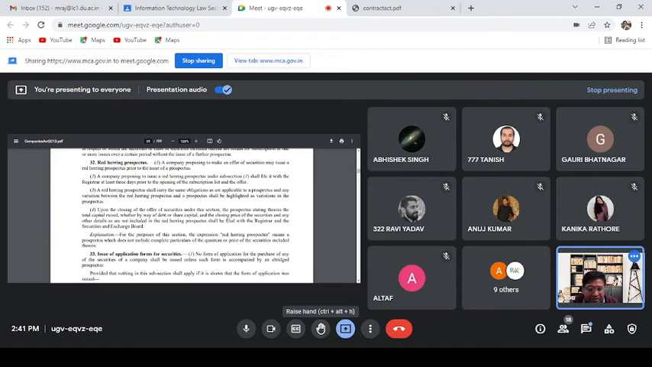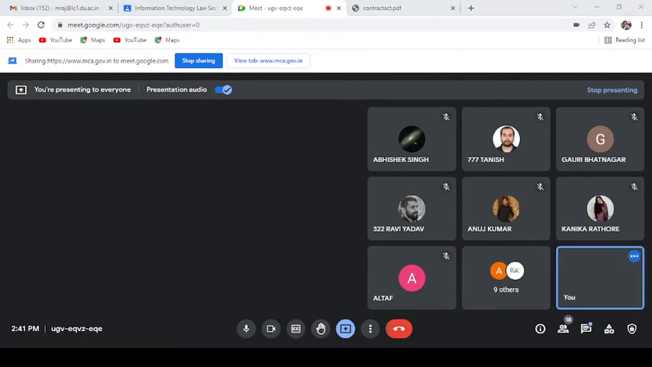Now read subsection 2. Subsection 2. A company proposing to issue a red herring prospectus under subsection 1 shall file it with the registrar at least 3 days prior to the opening of the subscription list and the offer. So 3 days before, it has to be filed before the registrar, prior to the opening of the subscription list and the offer.